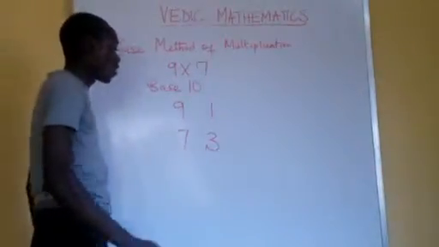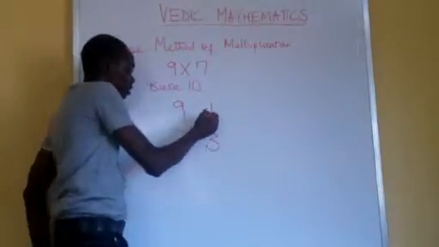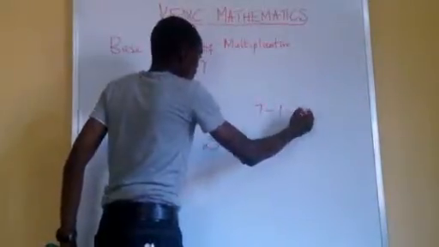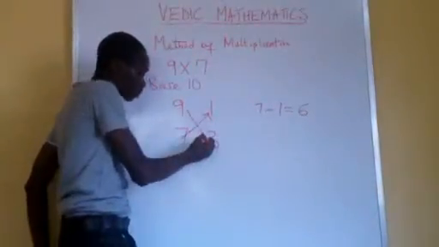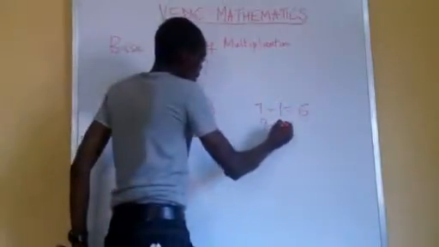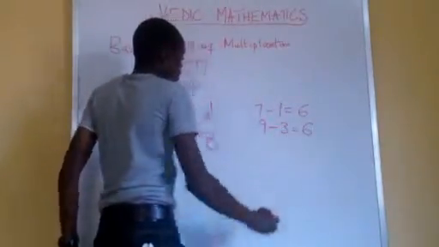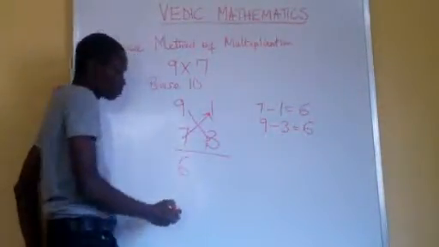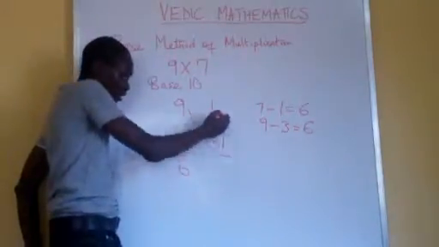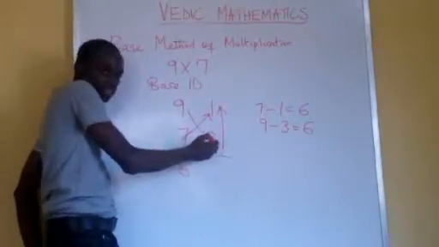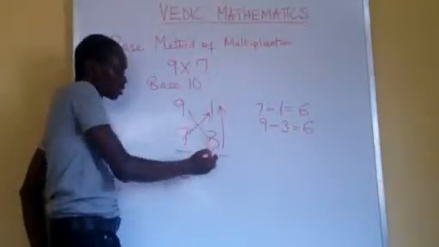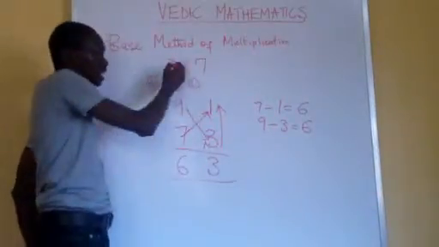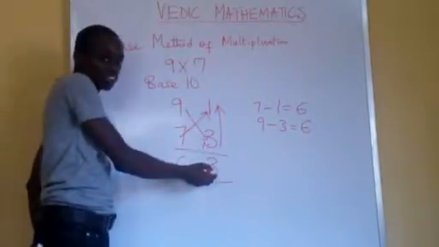So at the end of the day, now 7 minus 1 is equal to 6. In the same way, 9 minus 3 is equal to 6. So the 6 will be written at the left hand side. Now here you're going to multiply 3 times 1, which is 3. So 9 times 7 is equal to 63.